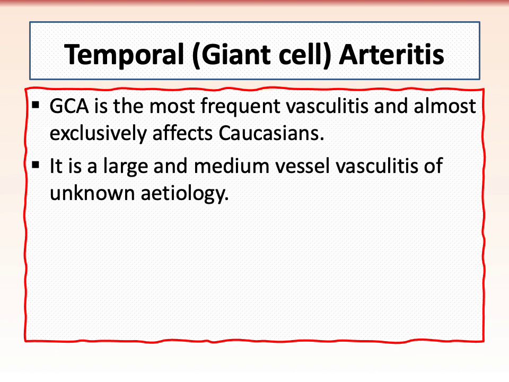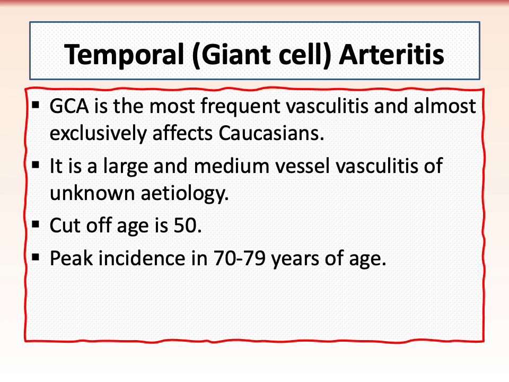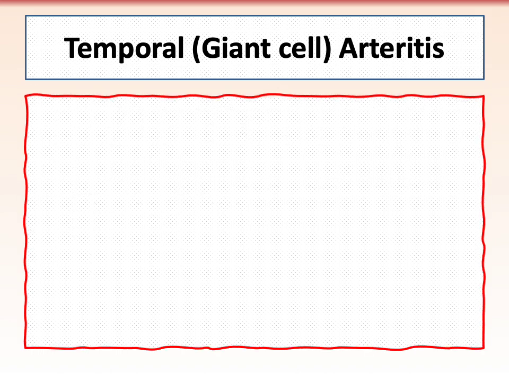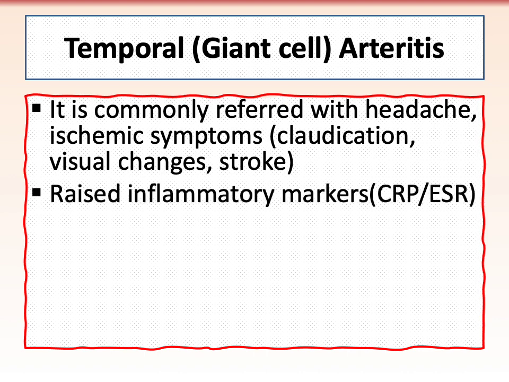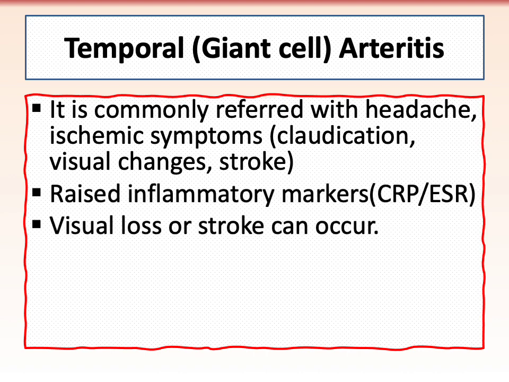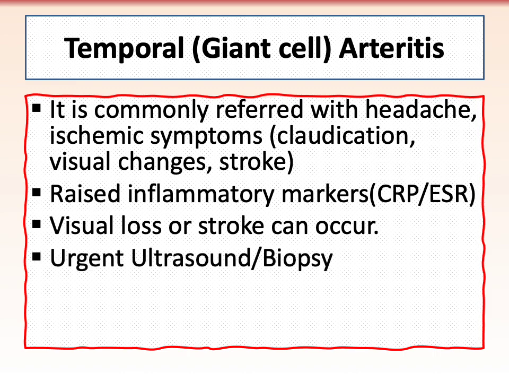GCA is an inflammatory disorder of the medium to large size arteries affecting people older than 50 years of age. GCA commonly presents with headache, ischemic symptoms of jaw and tongue claudication, visual changes, diplopia, blurred vision, loss of vision, or stroke. Inflammatory markers are classically elevated. Delay in treatment can lead to visual loss or stroke. Temporal artery ultrasound or a biopsy is required for the diagnosis. Ultrasound scan will show the halo sign.